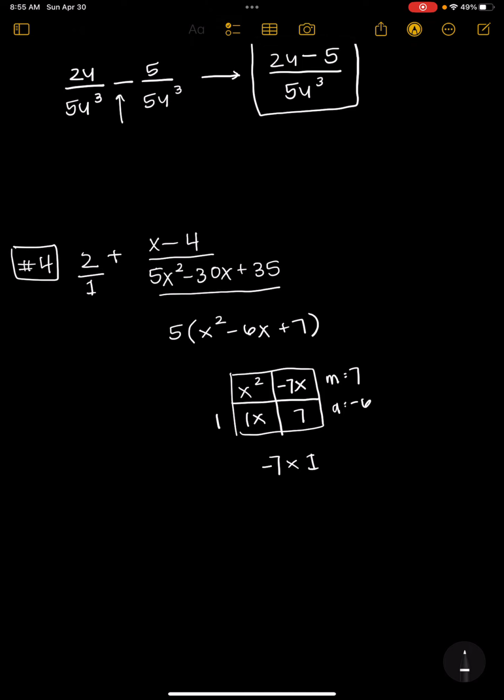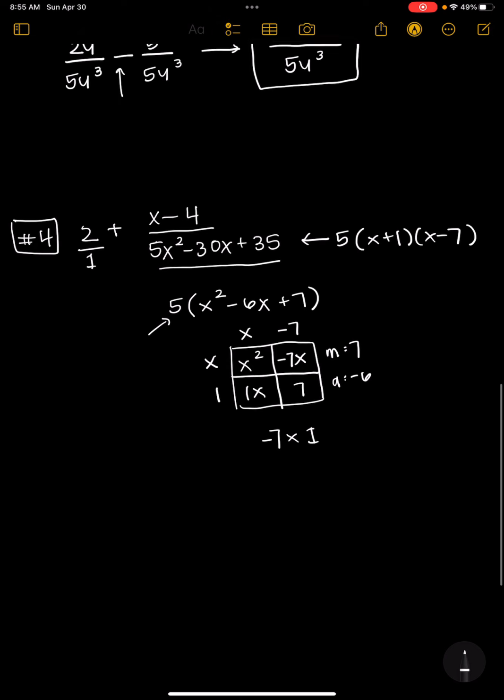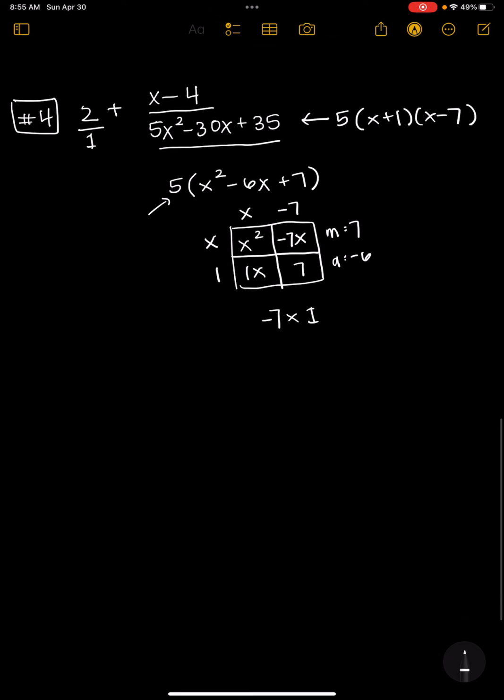What do the bottom two boxes have in common? A 1. What do the top two boxes have in common? An x. The left two boxes have an x in common, and the right two boxes have a negative 7 in common. Which means I can rewrite this as 5, because remember we took that 5 out, times x plus 1, x minus 7. It doesn't help us simplify anything, but it just makes it look a little bit prettier. I'm going to rewrite the entire thing. We have 2 over 1 plus x minus 4 over 5 times x plus 1, x minus 7.